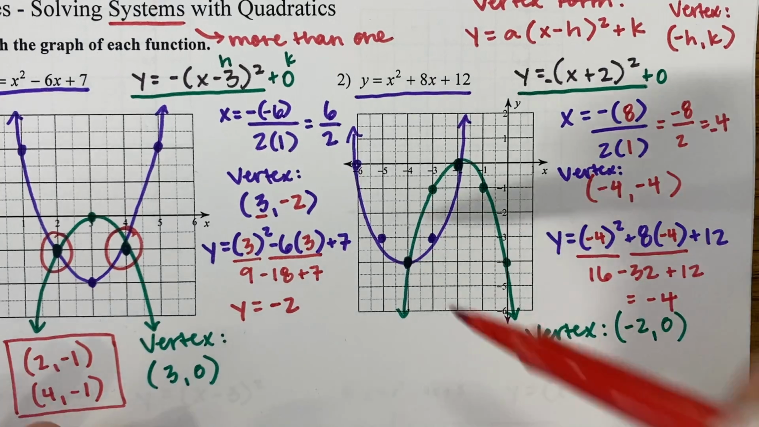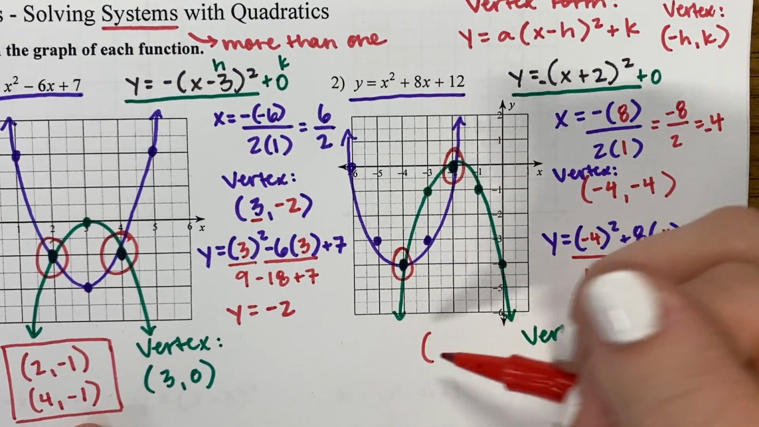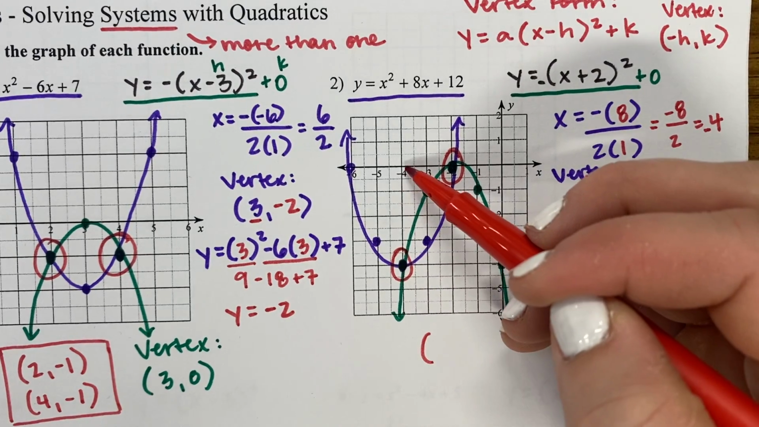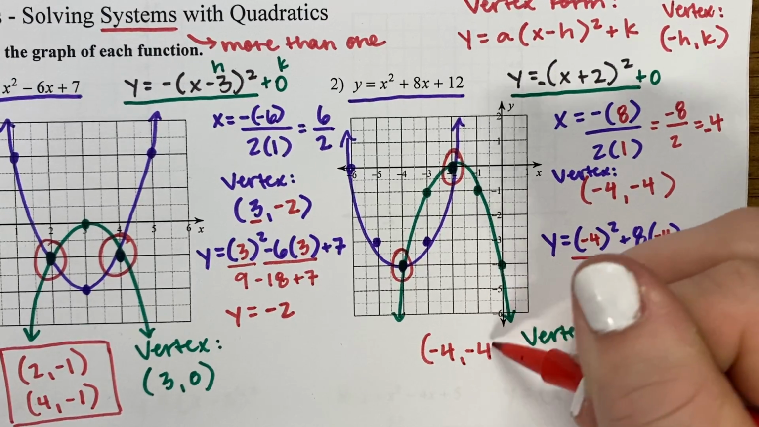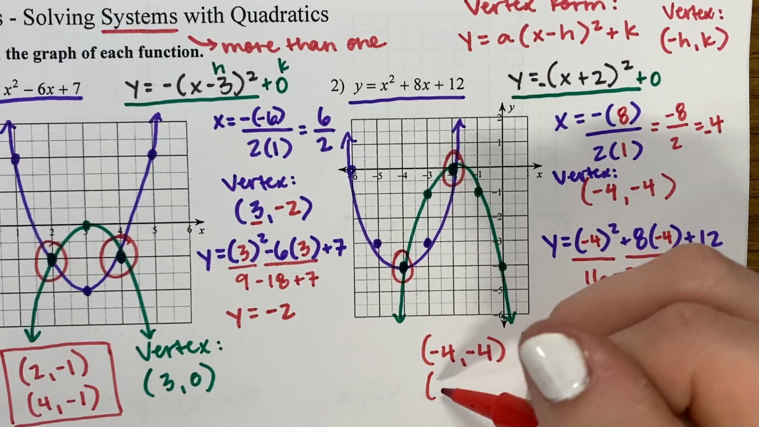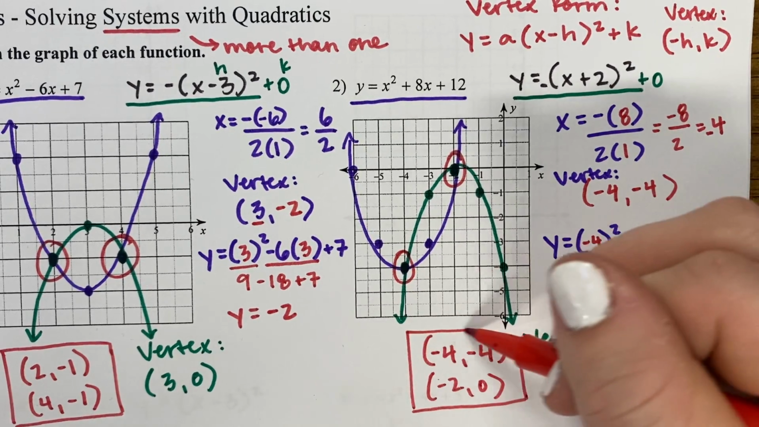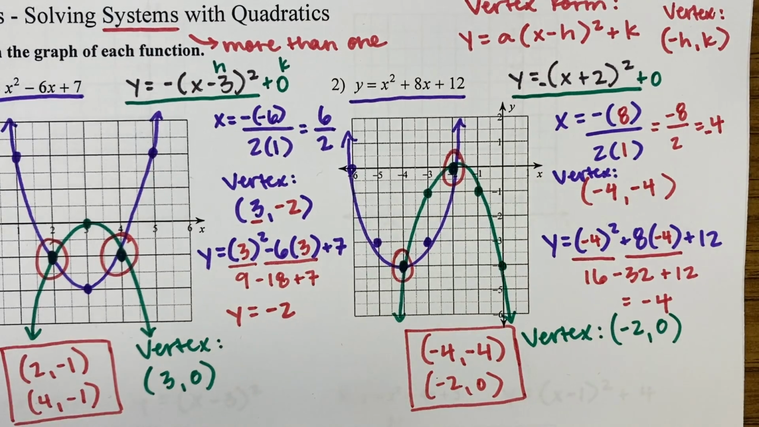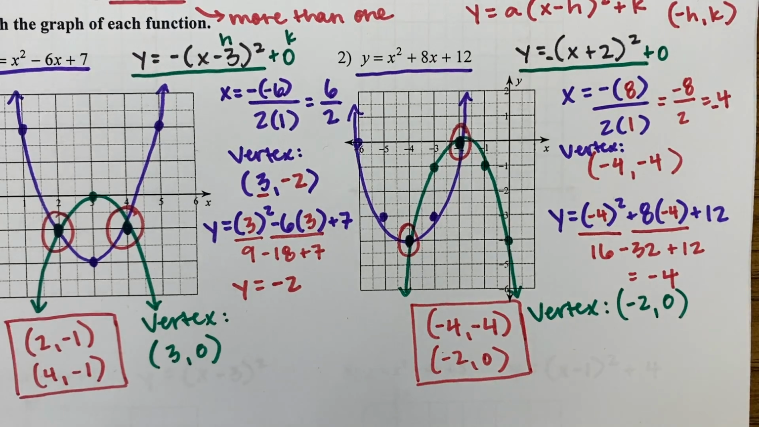Now I just identify these 2 coordinate points where they intersect, right there and right there. Let's do this guy first. He lines up with negative 4 and negative 4. He's actually the vertex of my purple guy. And this guy is the vertex of my green guy, so negative 2, 0. Those vertexes just happened to be where they intersected. Those are the 2 solutions, meaning where they intersect on the graph. Okay, beautiful.